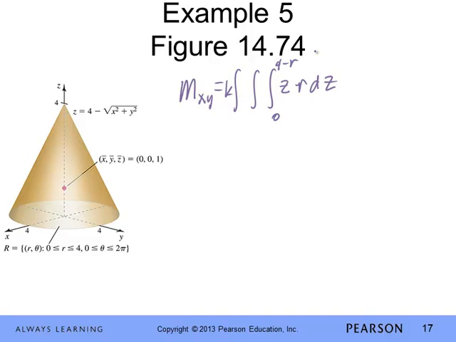And then you project that shape down onto the xy plane, and then you're looking at just a circle of radius 4, and theta is going to go from 0 to 2 pi. So dr, r goes from 0 to 4, and theta goes from 0 to 2 pi.